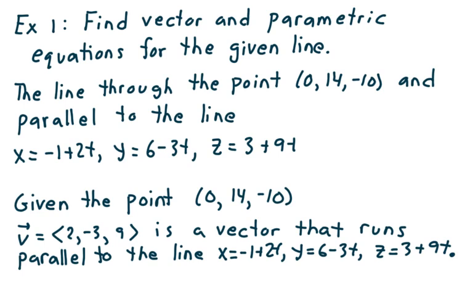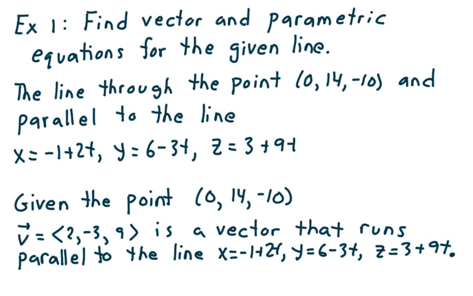Let's take a look at an example. So this example says, find vector and parametric equations for the given line. And this is the line through the point 0, 14, negative 10, and parallel to the line L. And this line is given by x equals negative 1 plus 2t, y equals 6 minus 3t, and z equals 3 plus 9t. Now, what do we need to find the equation of a line?